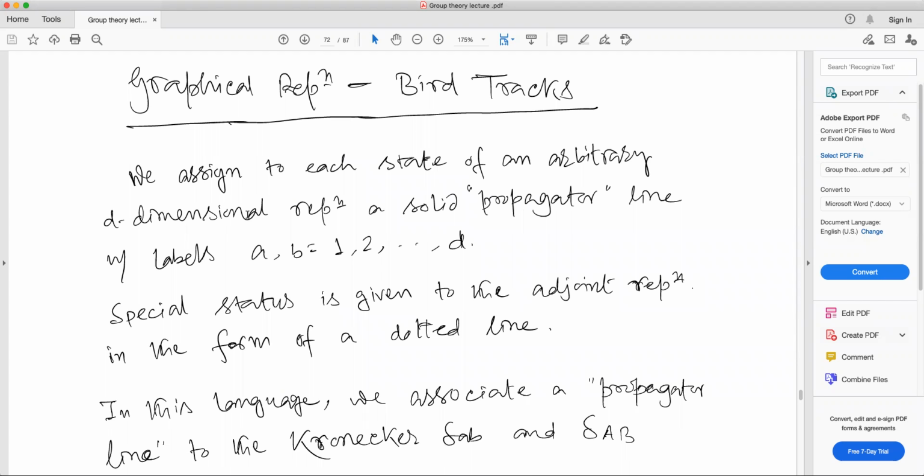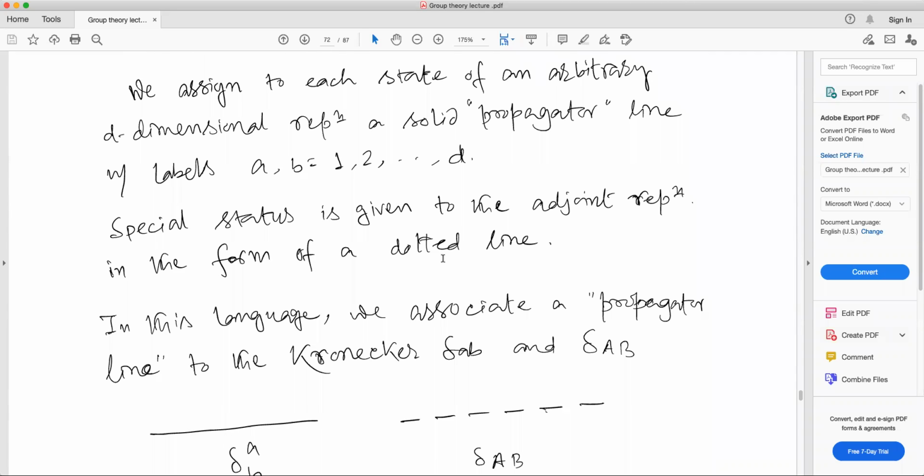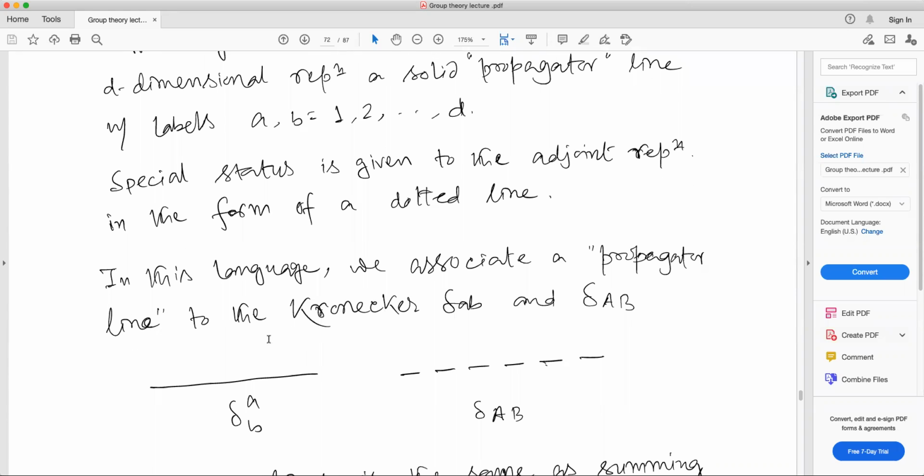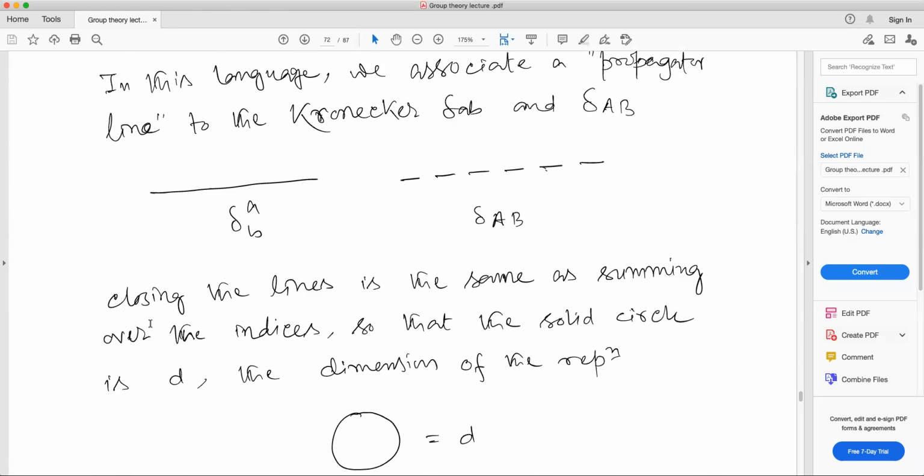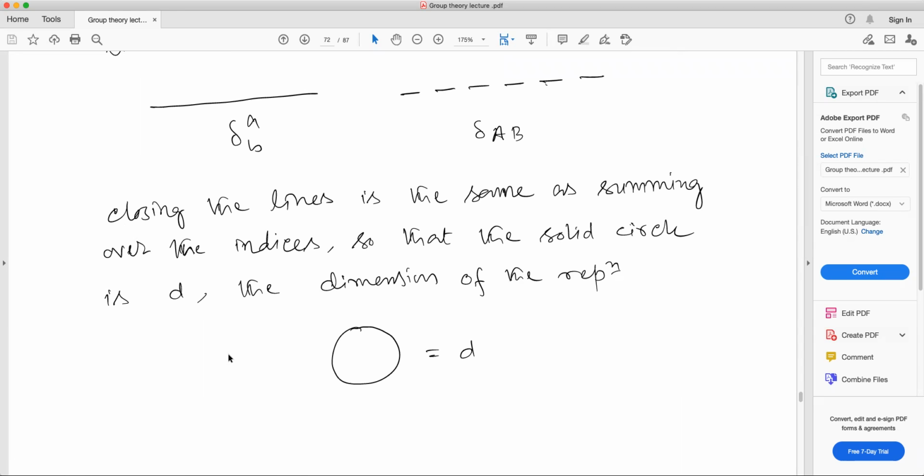For example, we assign the states of an arbitrary d-dimensional representation a solid propagator line with labels a, b from 1 to d. Special treatment is given to the adjoint representation, in the form of a dotted line. In this language, we associate a propagator line to the Kronecker delta δ_ab and capital δ_AB. The adjoint one is dotted, and the d-dimensional representation, small a b, is a solid line. When you represent a closed line, it implies summing over the indices, so the solid circle is D, the dimension of the representation. There is no other free index, so we just draw it as a closed line.